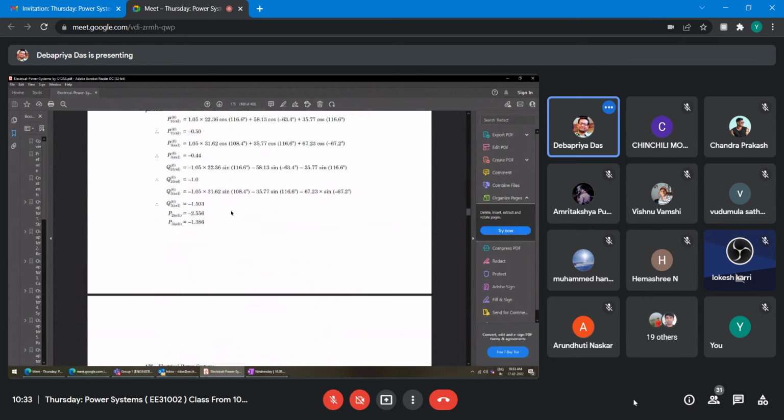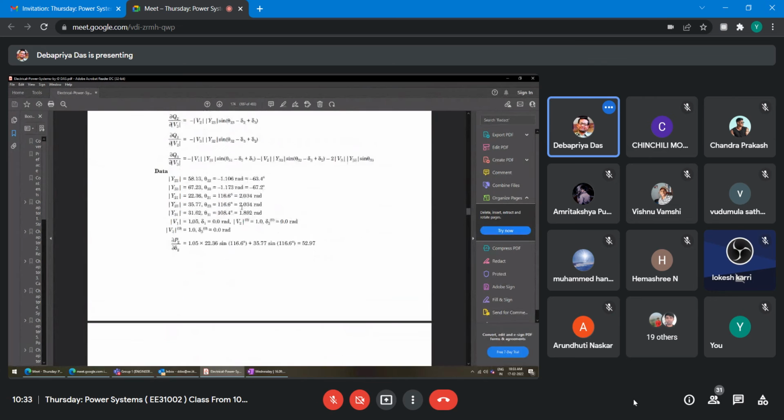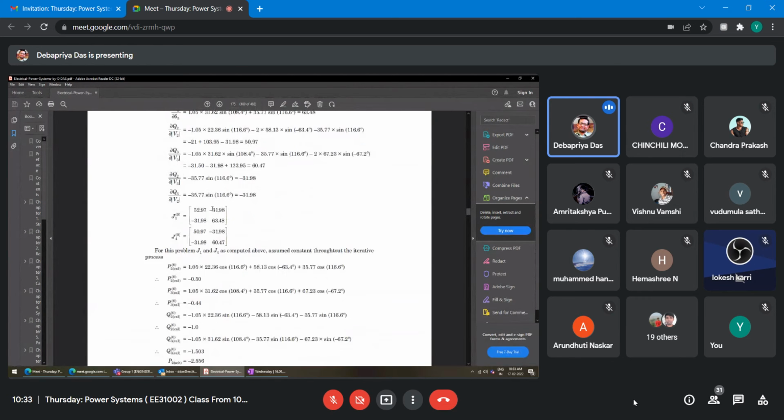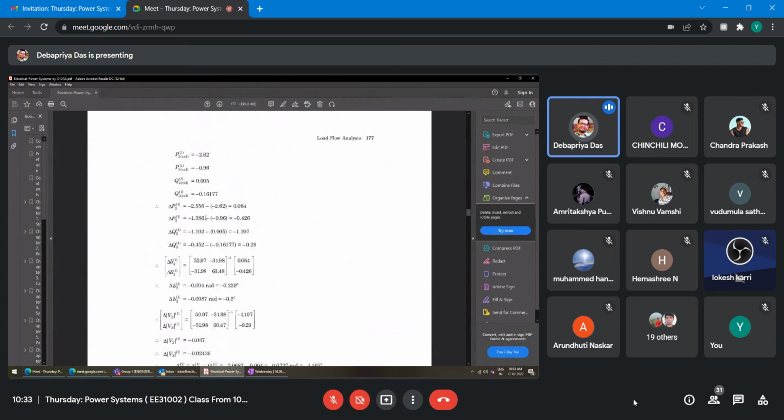Second iteration. Here you get P2 calculated, then P3 calculated, Q2 calculated, Q3 calculated. Then delta P2, same way you make it. This is the calculated value, and this is the scheduled value, and the scheduled value will not change. It will remain constant, right? And this is your calculation.